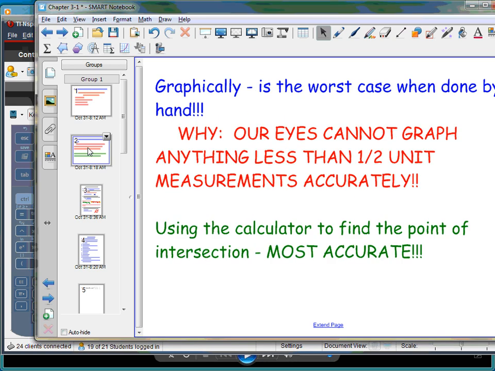Graphically is the absolute worst case scenario to use whenever you do it by hand. Why? Because our eyes do not graph well. We do not scale well. We cannot graph anything less than 1/2 units. If I have people try to graph 3/4, they don't get their scaling done right. Do you hear what I'm saying? So by hand, we as a population cannot graph accurately enough. So we use the graphing calculators, and that's the only way we can actually find the most accurate point of intersection. Okay?